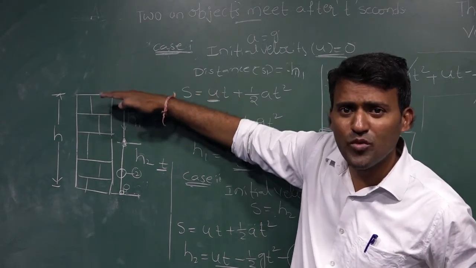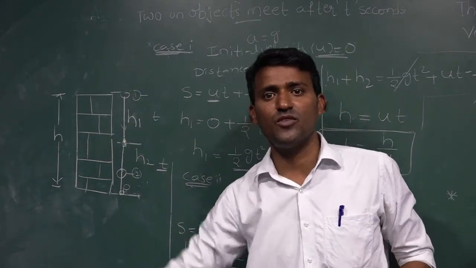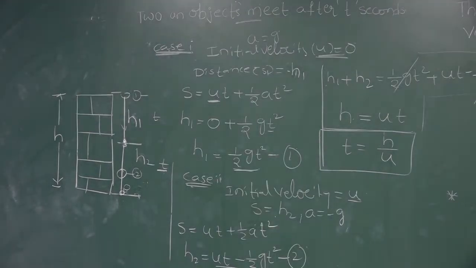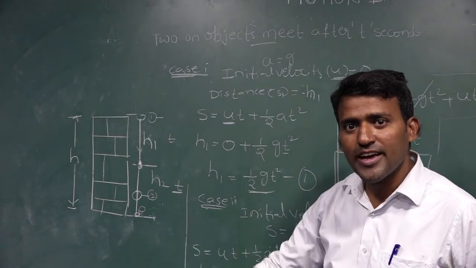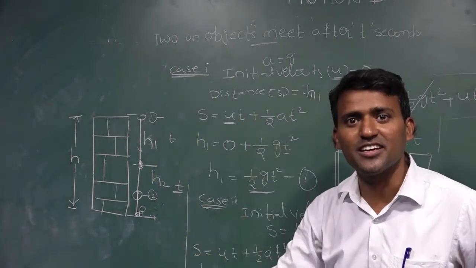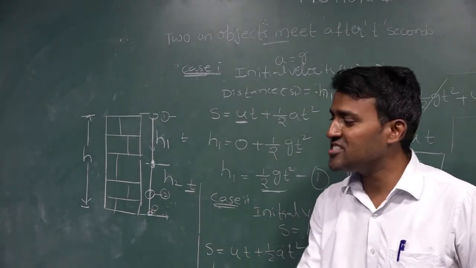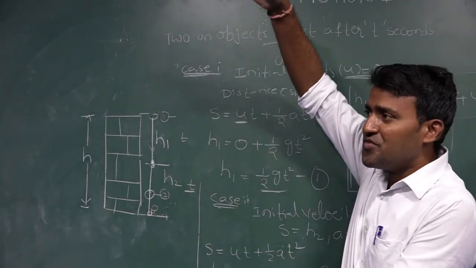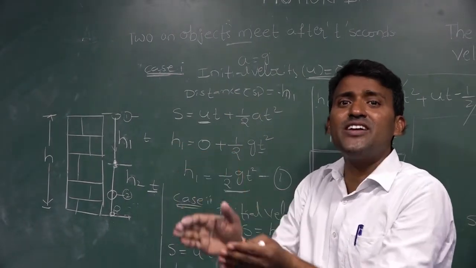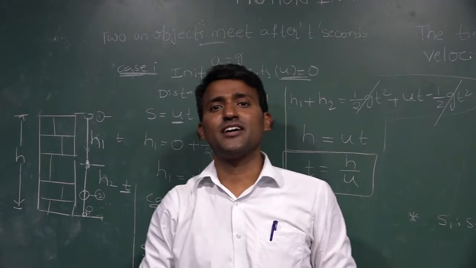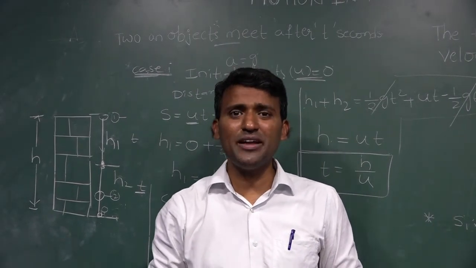When the object is moving in the downward direction, what is the velocity? It is gradually increasing. When the object is falling downward, velocity is gradually increasing. Now when the object is projected in the upward direction, velocity is gradually decreasing. Now they are asking, at what time interval do these two bodies have equal velocities?